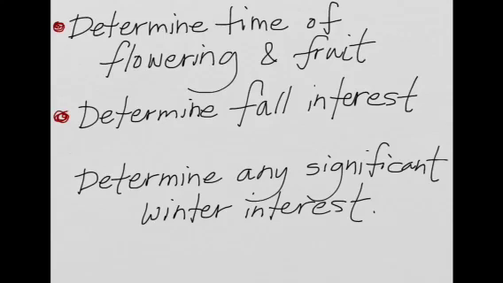And also determine if there's any significant winter interest, like form, bark, fruit that stays on during the winter, and how long does it stay on. And by looking at all these different factors, you can see the general times that you will have different types of seasonal interest in your landscape.